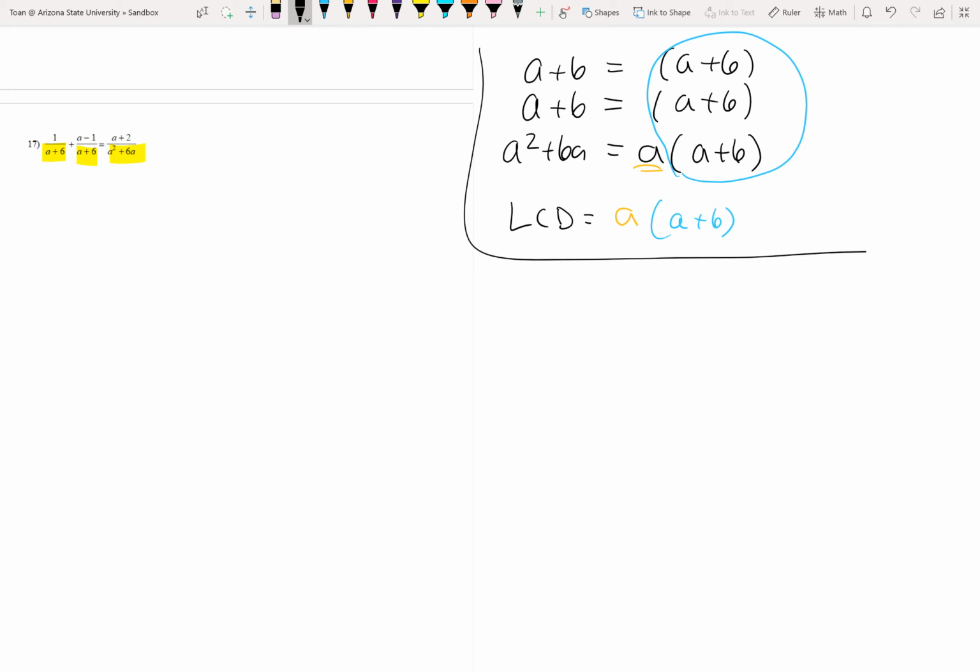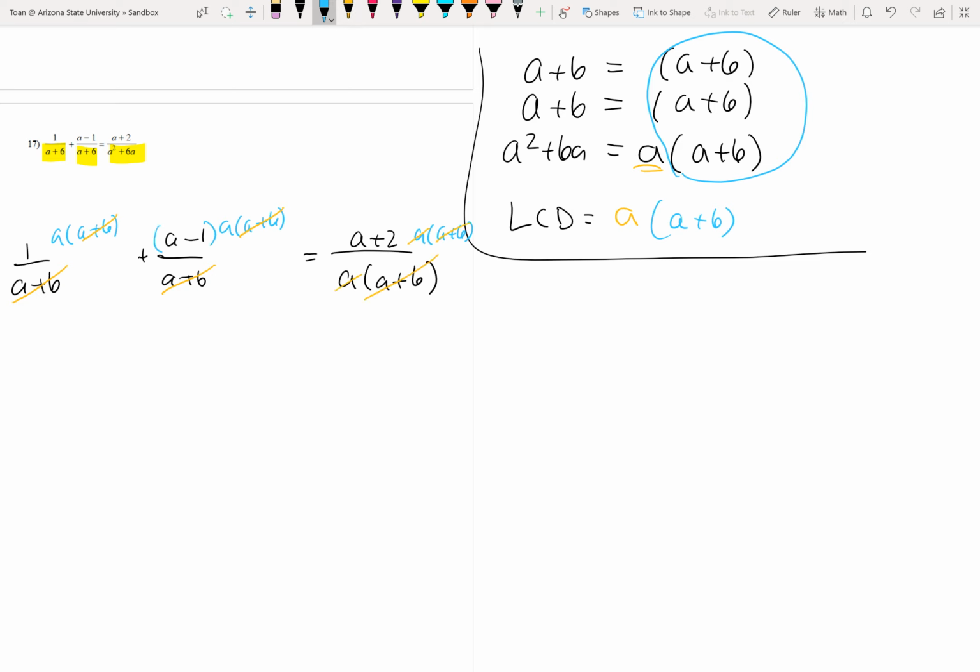So, here we go. We have 1 over A plus 6, leave some space, plus A minus 1 over A plus 6, leave some space, equals A plus 2 over, and I'm going to go ahead and write the denominator in factored form. Then multiply every single term by the LCD, A plus 6, A plus 6, A plus 6, and then all of the denominators should cancel out. A plus 6's are gone, A plus 6's are gone, both the A's and A plus 6's are gone.